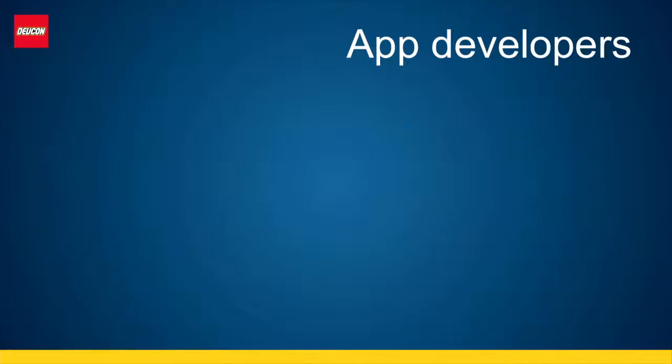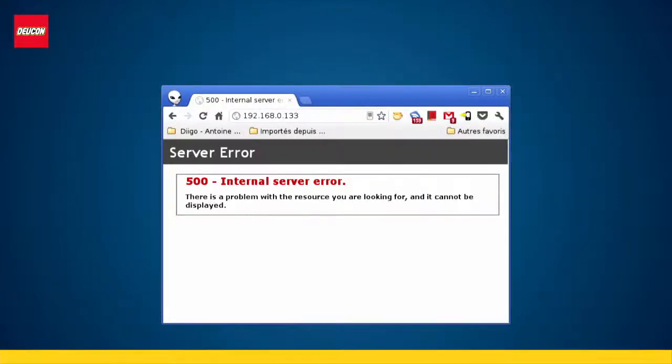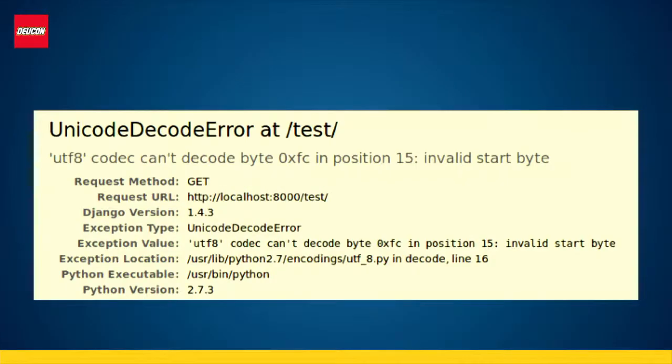Last audience I've got is app developers. You should care about this because you don't want your system to crash when it encounters non-English text. We've all seen this before, and if you're developing internally, you may have seen this one, especially if you're using Django. And the web app tried to decode text it couldn't handle and exploded. That's bad.